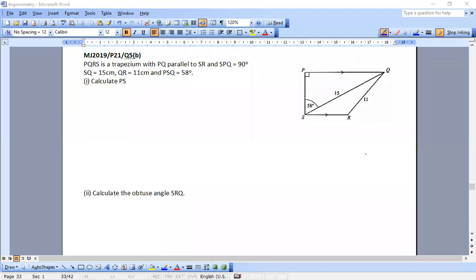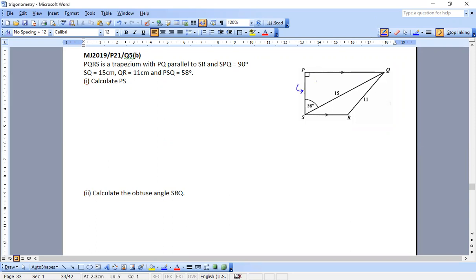PQRS is a trapezium with PQ parallel to SR and angle SPQ equal to 90 degrees. SQ equals 15 centimeters, QR equals 11 centimeters, and angle PSQ equals 58 degrees. This is all mentioned in the diagram. Calculate PS. First of all, let's figure out how to calculate PS.